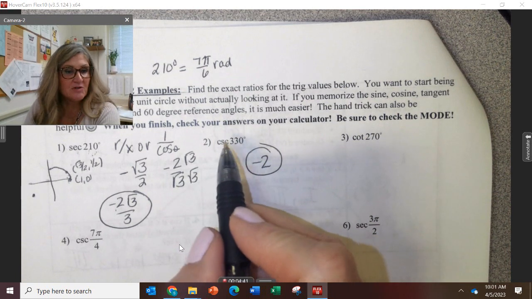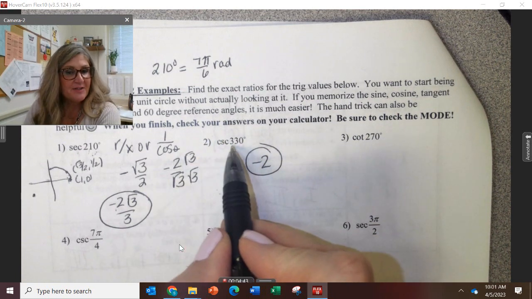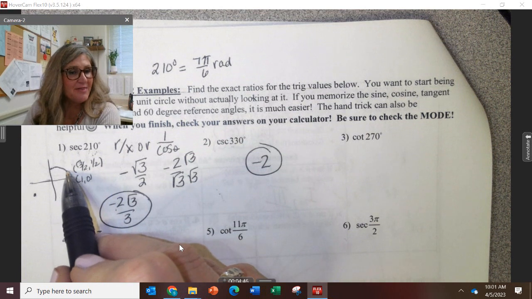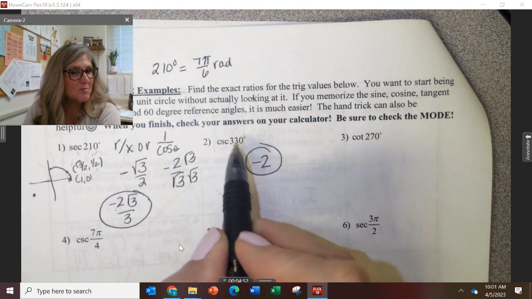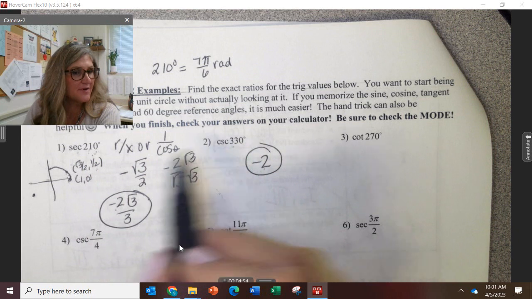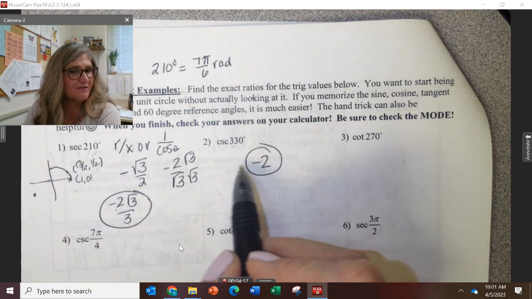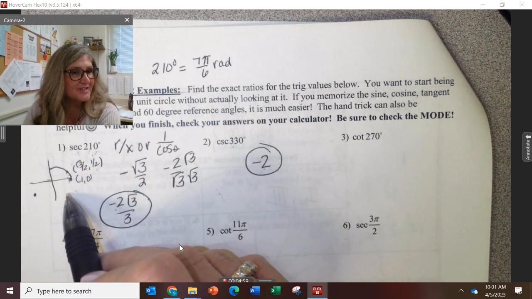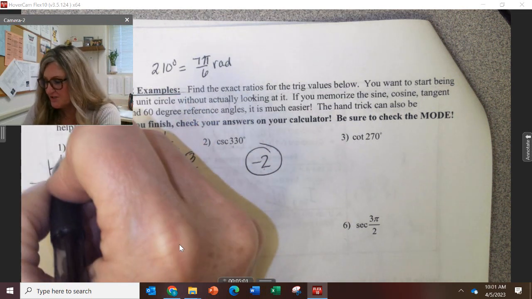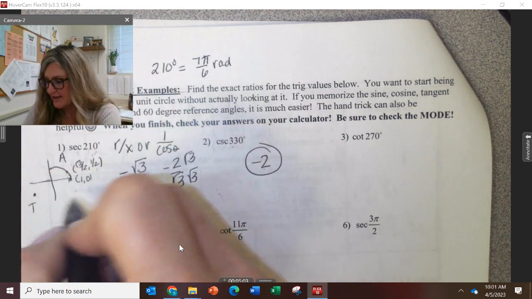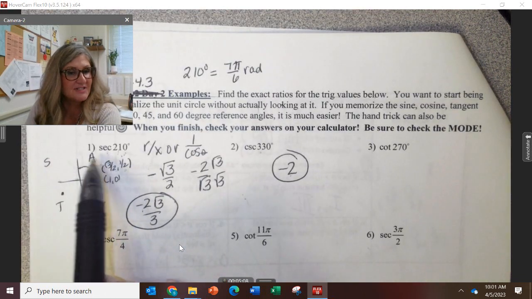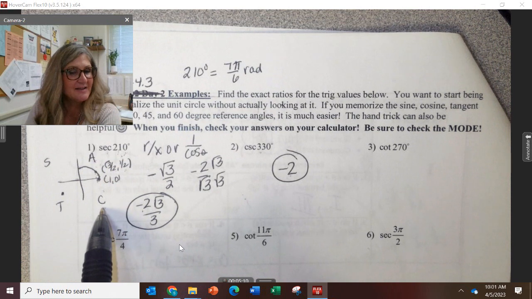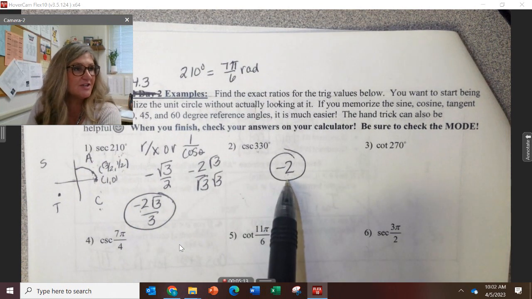Cosecant is the reciprocal of sine. I need a 30-degree reference. I already had 30 degrees right here. That's 30-degree reference. So all I have to do is flip that. But which quadrant is this in? Quadrant 4. So therefore, the y value or the sine value there, remember this too, all students take calculus. Sine is only going to be positive in the first and second. So it's going to be negative down there, so therefore it's negative 2.